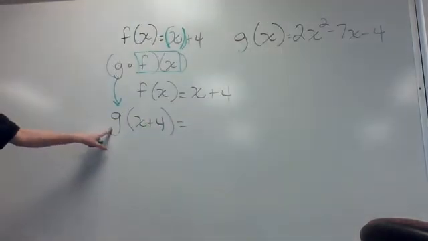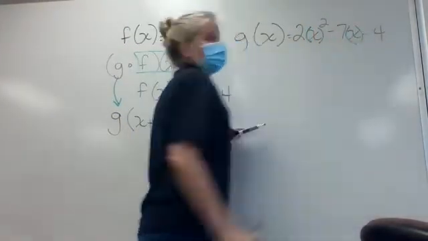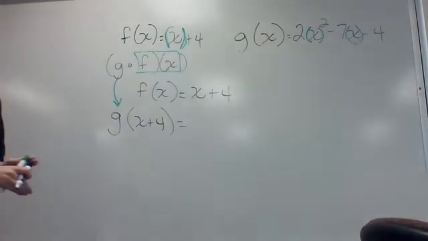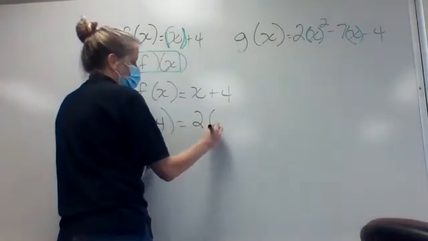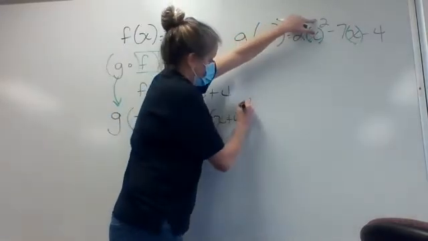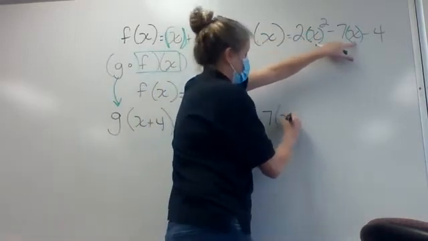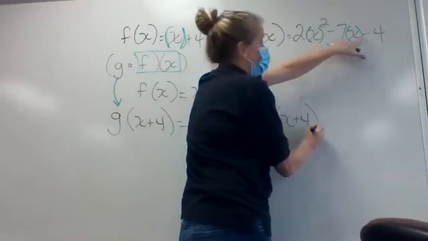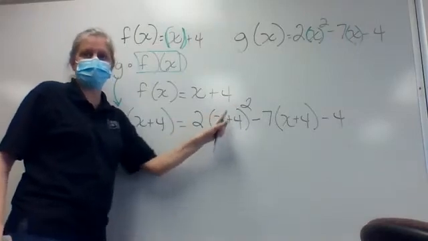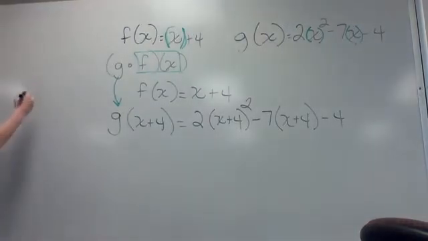So where am I going? I'm going to g. What am I putting in place of those two x's? x plus 4. Right, so let's write that out and see what it looks like. So I have 2, then in parentheses, x plus 4 squared, minus 7, parentheses, x plus 4, minus 4. Now, I'm going to do x plus 4 squared first, because it has an exponent.